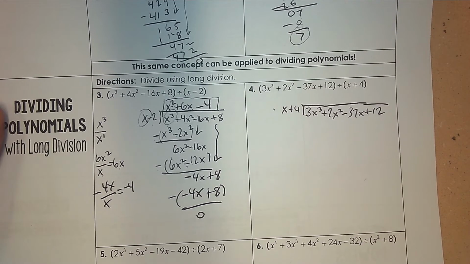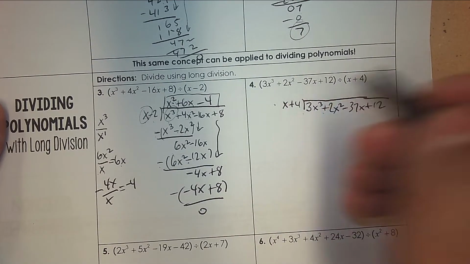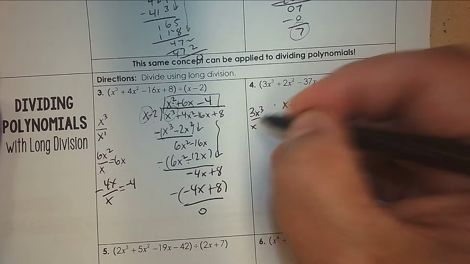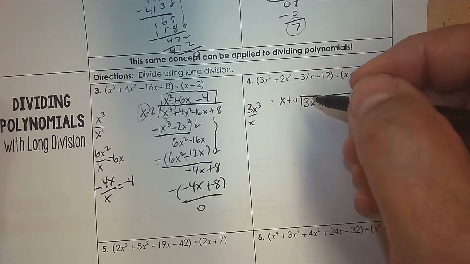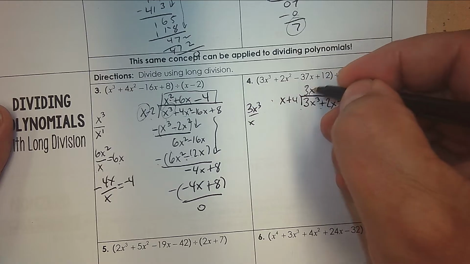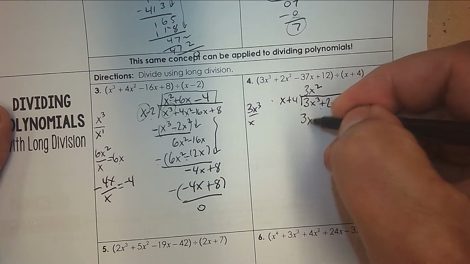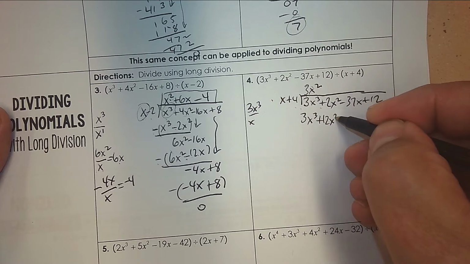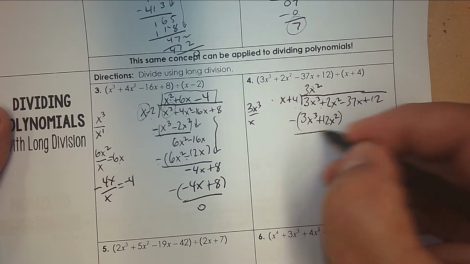And to do the divide, we take the leading term divided by the leading term. So in other words, 3x cubed divided by x. Power over power. When I divide it, I get 3x squared. Distribute, you get 3x cubed. And then what's 3 times 4 is 12. And it's 12x squared. Subtract.